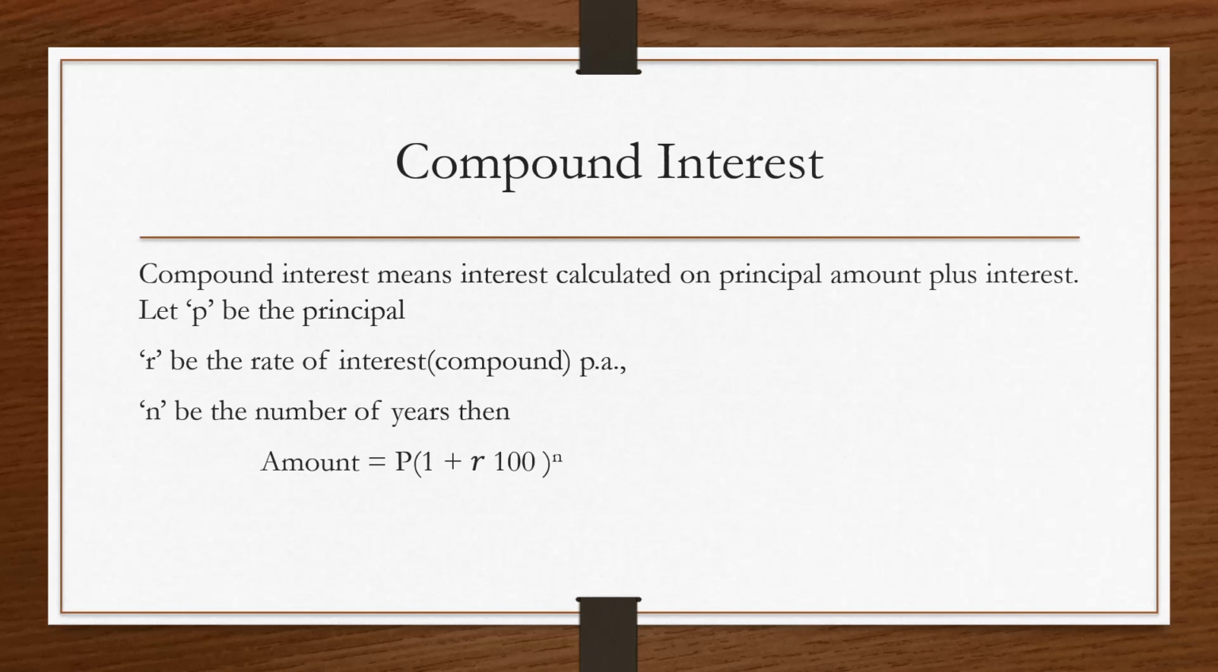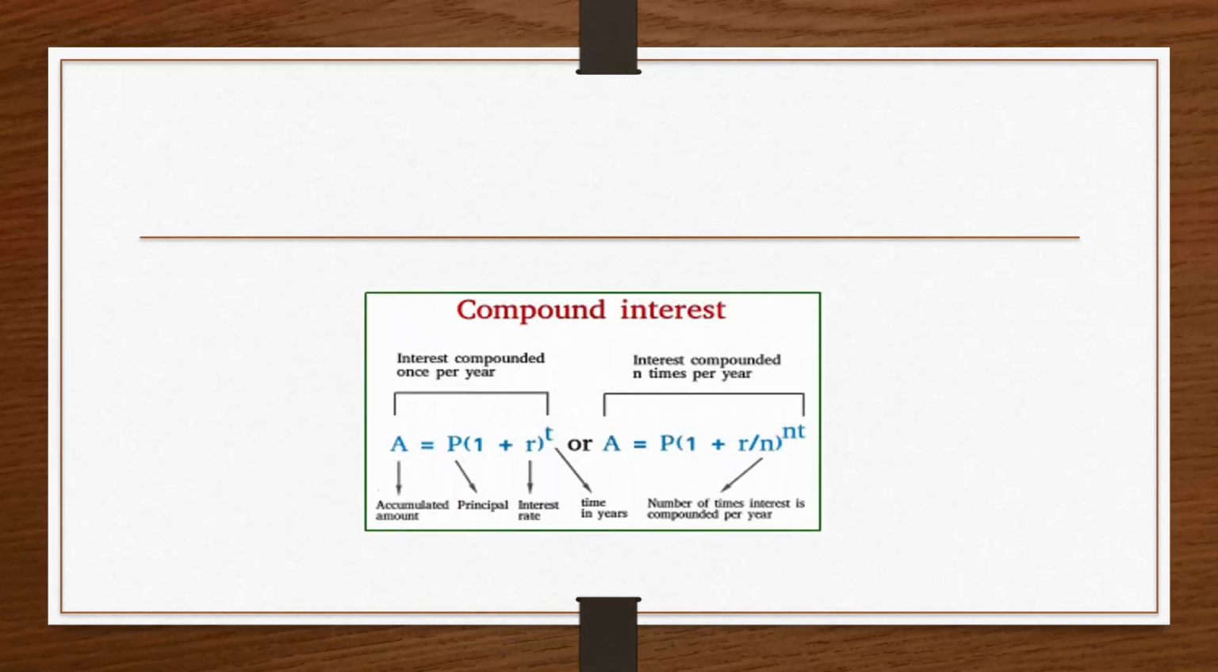So, the equation for calculating compound interest is P into (1 plus R by 100) raised to N. The compound interest can be compounded annually, semi-annually, quarterly, etc. If it is compounded once per year, then the equation will be A equal to P into (1 plus R) raised to T. Here R by 100 can be used if the rate of interest is given.